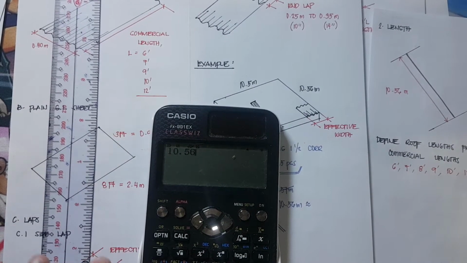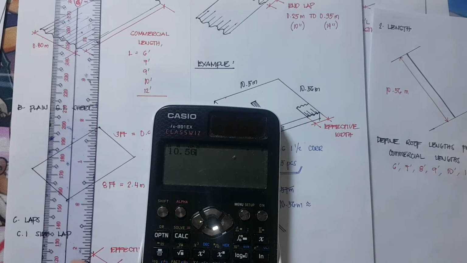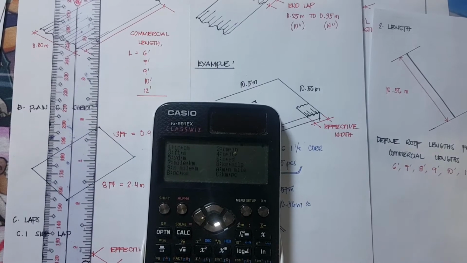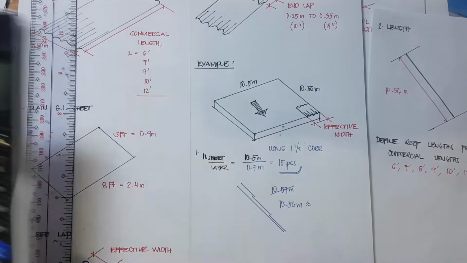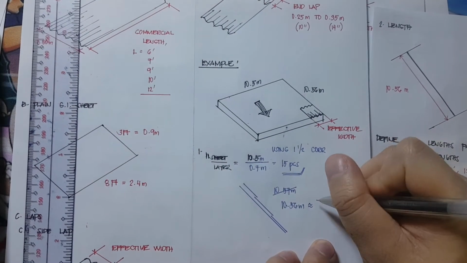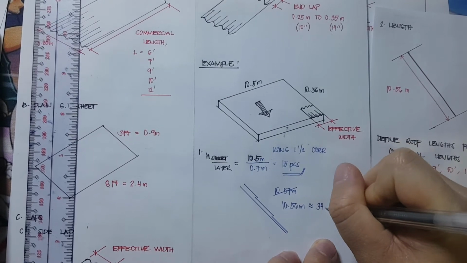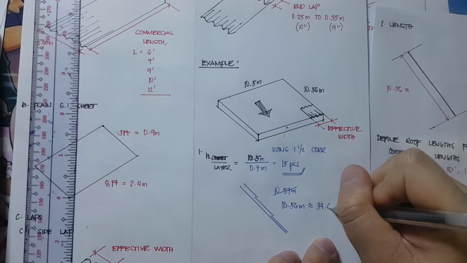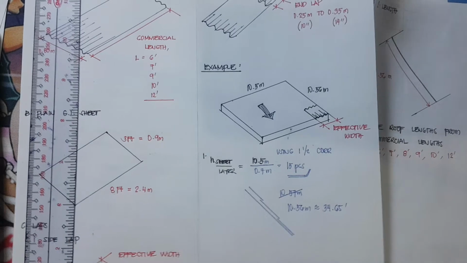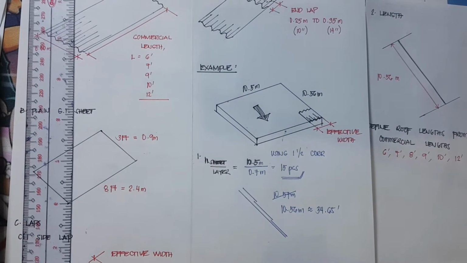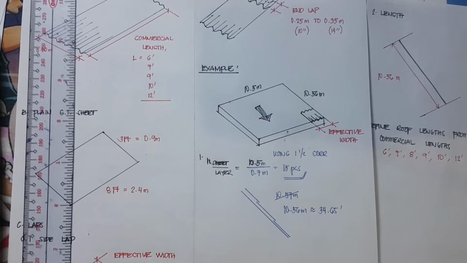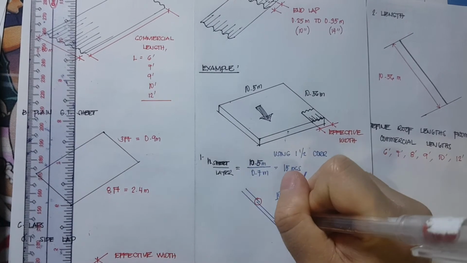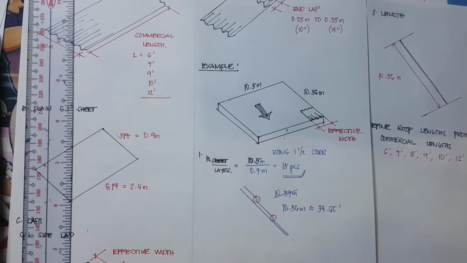If we're going to convert it, 10.56, we have 34.65 feet. So that is 34.65 feet. Okay? And how many end laps are we having? We are having 1, 2. So we're having 2 end laps.